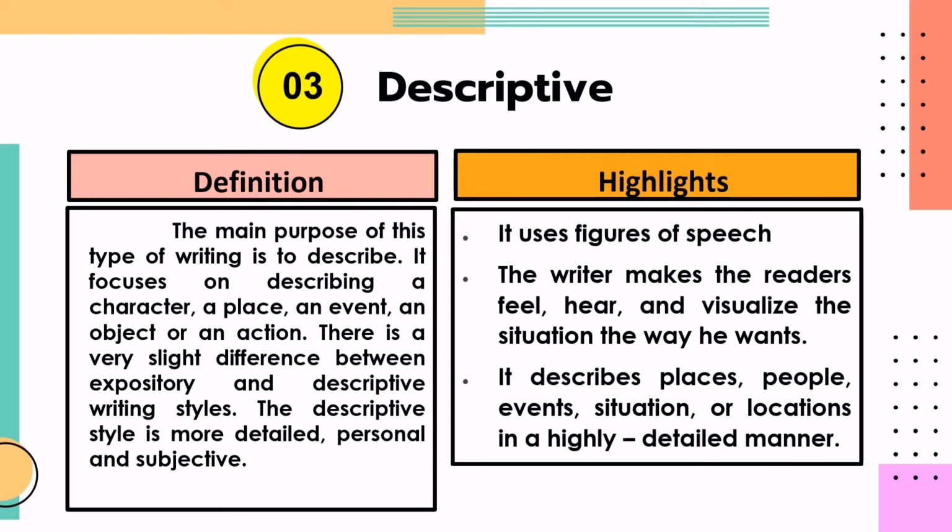So pag sinabi nating descriptive, nagde-describe ang isang tao, bagay, hayop, pangyayari. Highlights. It uses figures of speech. The writer makes the readers feel, hear, and visualize the situation the way he wants. So, subjective ito. So, kung paano nakikita ng writer yung isang tao, bagay, hayop, pangyayari, di-describe niya yon. Tapos, ikaw as the reader, para nakikita mo sa isip mo yung dinidescribe niya. Kung baga, nabivisualize mo, may picture ka na nakikita sa isip mo.